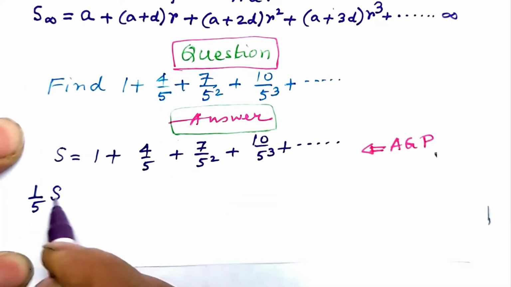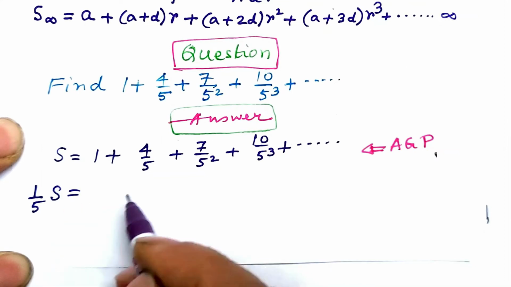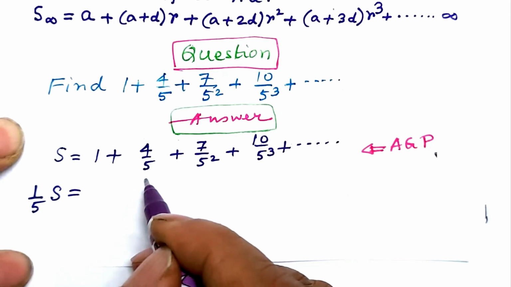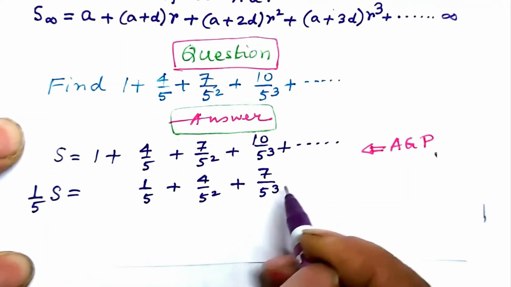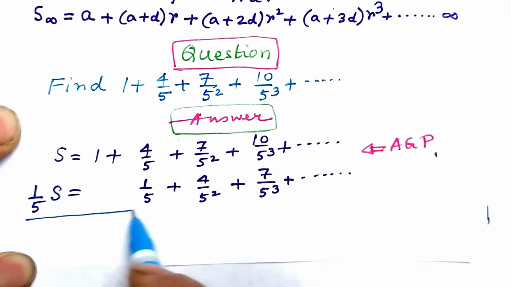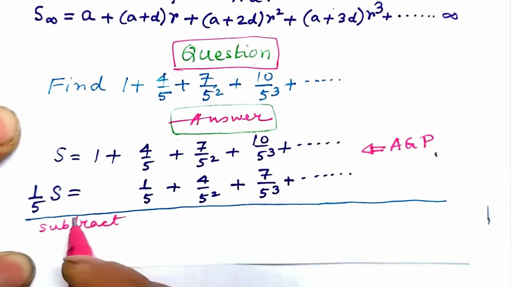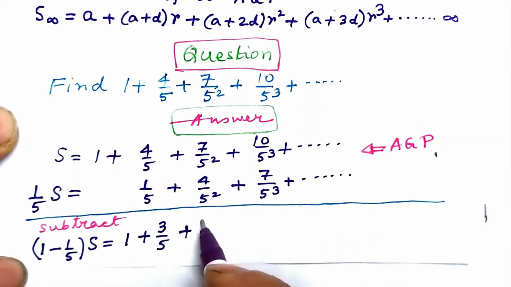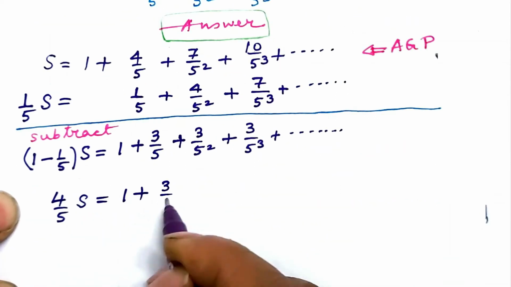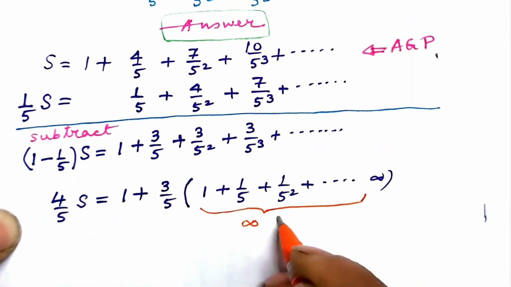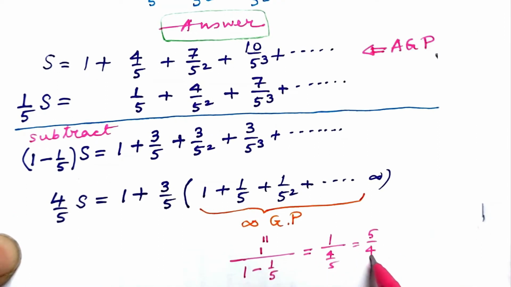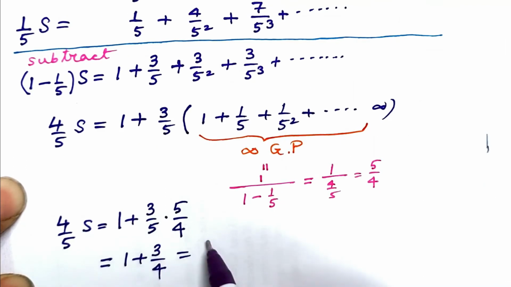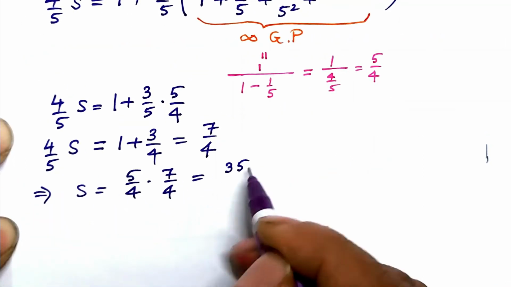Multiply by 1 by 5 to get, of course, placing the terms with a shift of one place. So place 1 by 5 beneath 4 by 5, and so on. And then subtract to get. We have got an infinite series, the sum of which is 5 by 4 on simplification. Put it back to get S equal to 35 by 16.